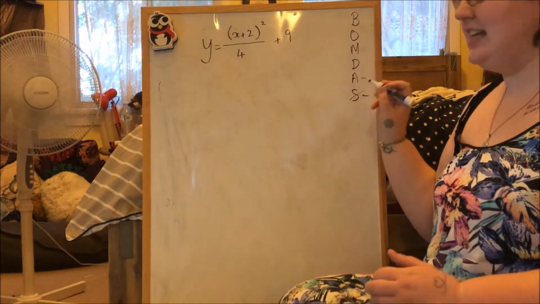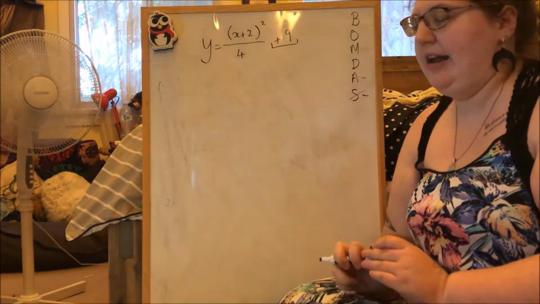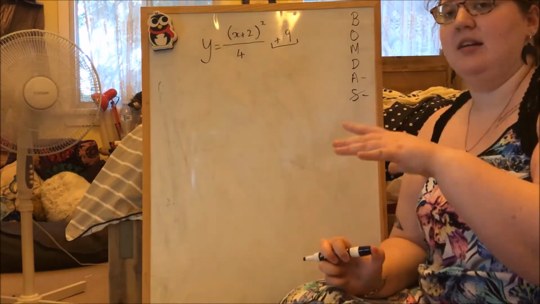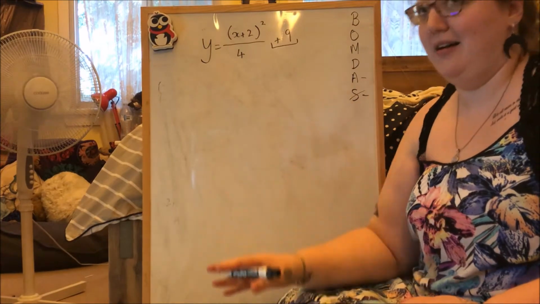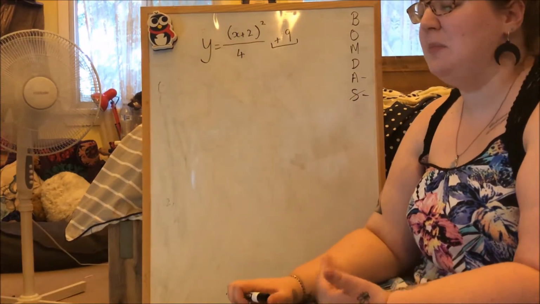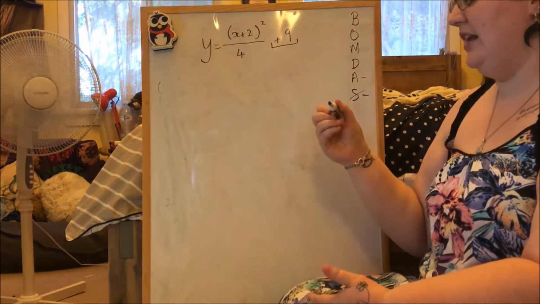Next one is our added terms. Are there any added terms? Yes, there are. Over here, we've got a +9. So we want to get that +9 away from this side and over to the other side. The opposite of +9 is taking away. So we're going to take away 9 from both sides.